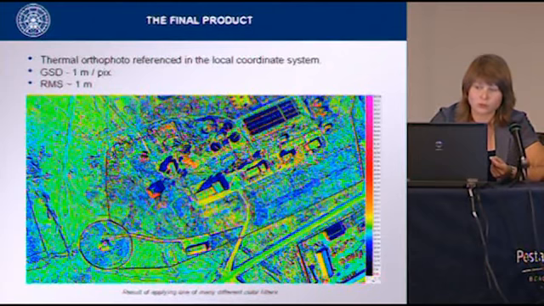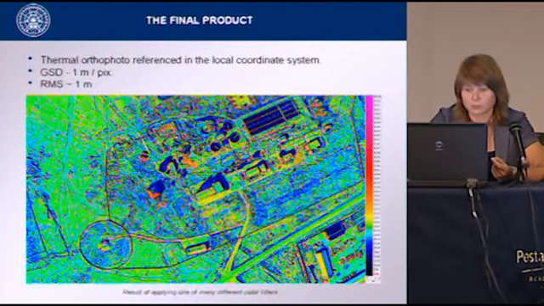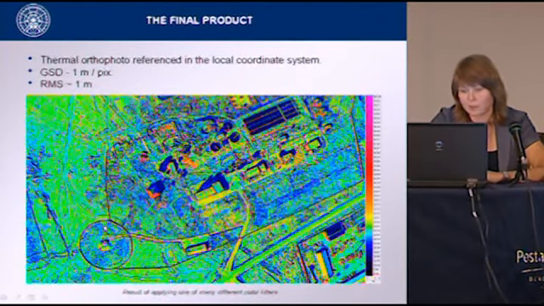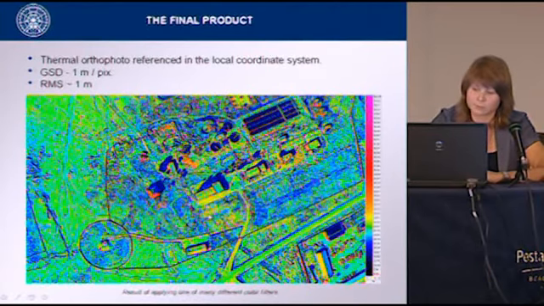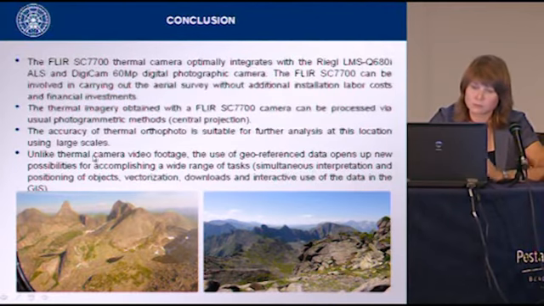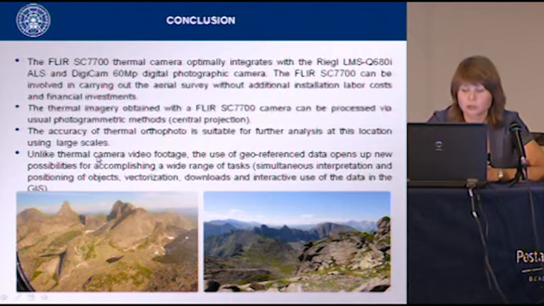As an output, we got thermal visualization with a ground sampling distance of 1 meter and RMS 1 meter. And here you can see the image with one of the filters which was applied for the interpretation of different objects.